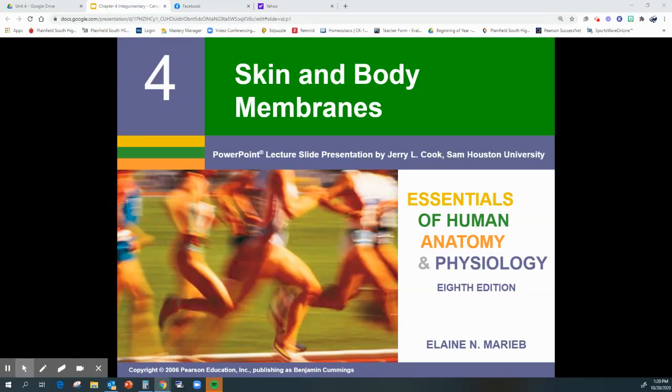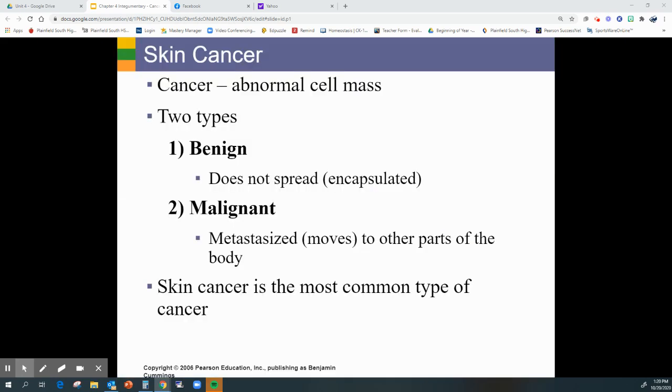All right, guys. So the lecture for today, we're going to take a little bit of a look at some skin conditions. Okay. So we're going to start with cancer. By definition, real quickly, cancer is an abnormal mass of cells, or cells that have lost their ability to control cell division. So there are two basic types. One is called benign. The other one is referred to as malignant.